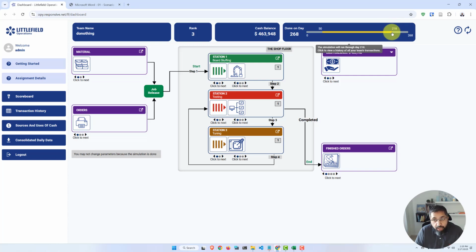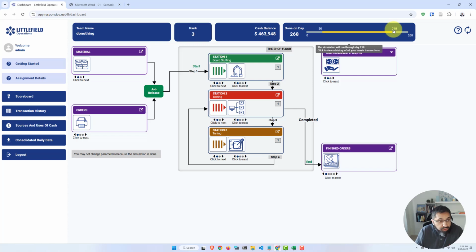And then the simulation stops in a way that you can't make decisions anymore, but it runs on autopilot for another 50 days. And this is done deliberately because we don't want you on day 218, because you know it's your last day, to sell all the equipment, sell all the machines, and to maximize your cash position. We want you to leave the factory in a running state.